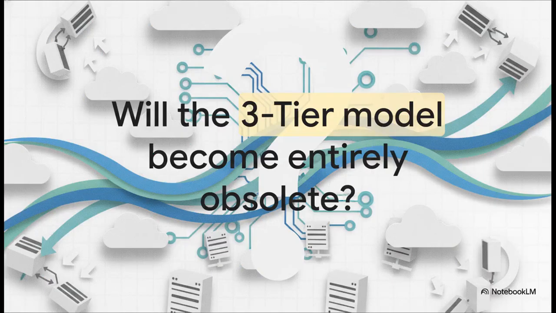I want to leave you with this provocative thought as we wrap up this explainer today. Given that modern applications and virtualization are causing east-west traffic to grow at just an exponential rate, even outside of traditional data centers, do you think the classic 3-tier hierarchical model will eventually become entirely obsolete? It's a pretty fascinating question to ponder as you continue your journey into modern network design.